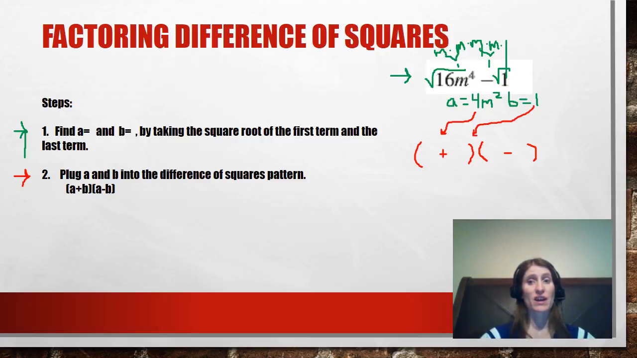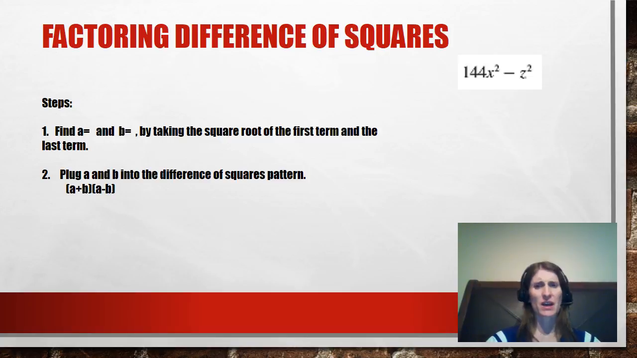So then I just plug A and B in. A goes first, so we do 4m squared, and then B, which is plus 1, and then we do 4m squared again, and it would be minus 1 this time. And we just found our answer. That's it. That's factoring difference of squares.